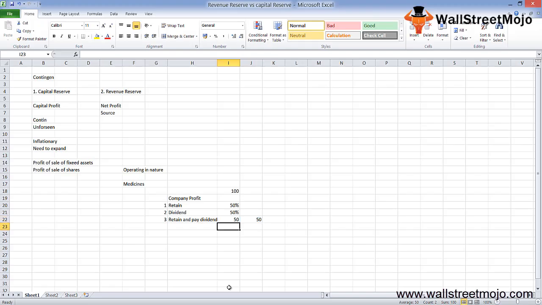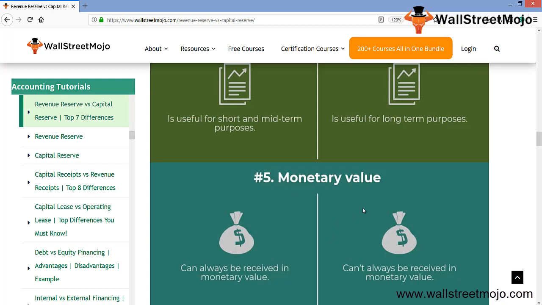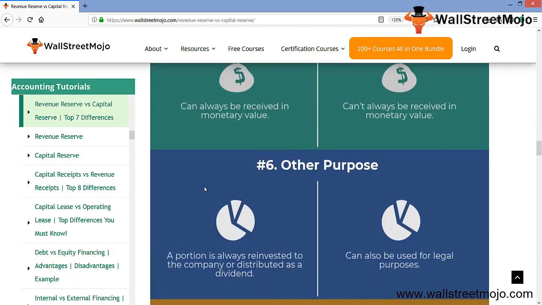Remember one thing, the revenue reserves, where do they come from? They come out of the profit and loss account. So they are in monetary, I mean, in cash terms. But when we talk about the capital reserve, it cannot always be received in monetary value. It can be in terms of another asset, it can be in terms of barter, it could be anything. It is not always in terms of cash, whereas over here we always receive in terms of cash or monetary value.